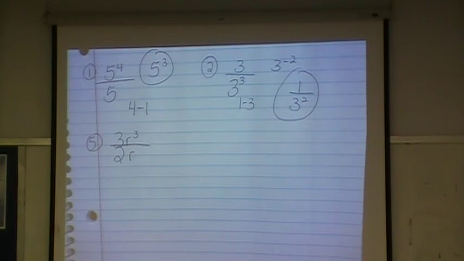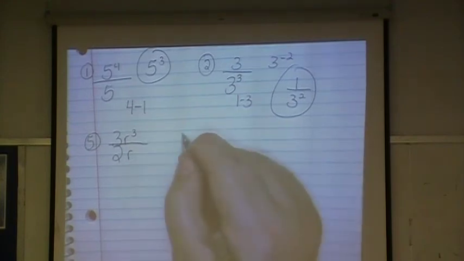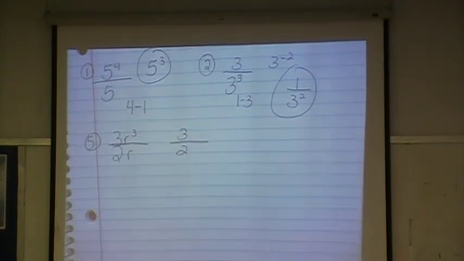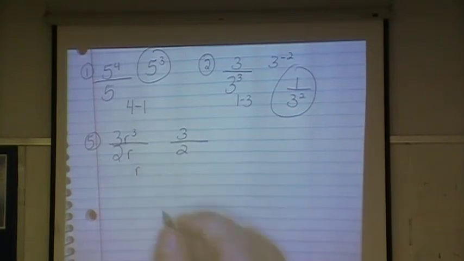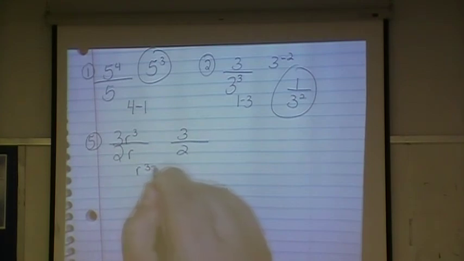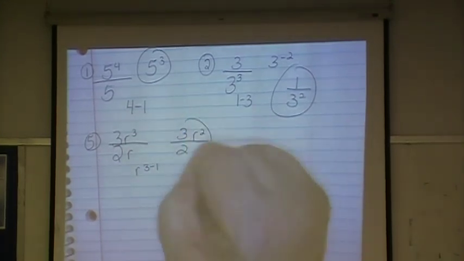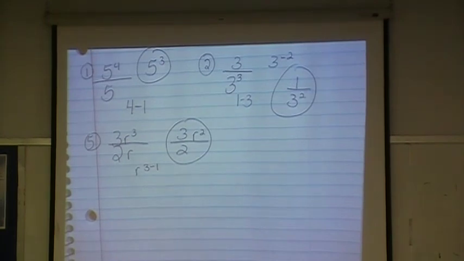For 5, I have a whole number, 3 over 2. Can I reduce 3 over 2? If you can't reduce it, just rewrite it. If you can't reduce it, there's nothing you can do to it. So just rewrite it. Now you've taken care of your whole number. So then my r's, I'm going to say what? 3 minus 1. And what is 3 minus 1? So it's positive, it gets to stay on top. That's our answer.